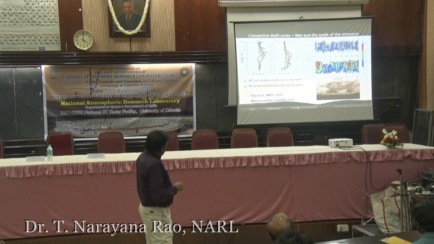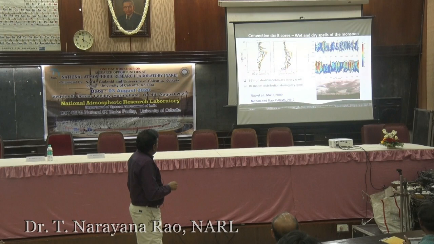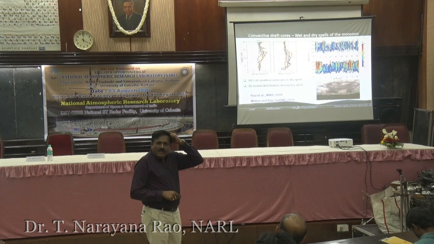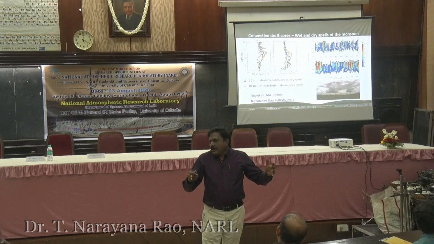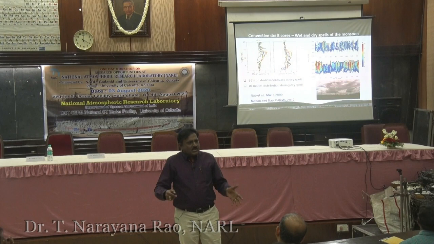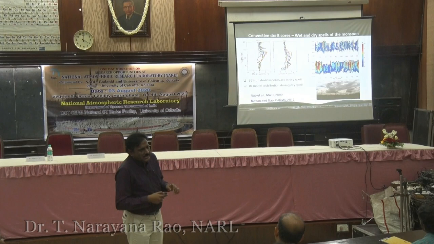You can see very nicely here, in wet spells normally you see very strong convection, and that's why you see only one peak in the upper troposphere in the vertical wind. Whereas in the dry spell you don't see that; you see a bimodal structure. That means in dry spell convection, a storm forms, a shallow cell, it evaporates, and that provides energy for the next storm. So it's not one storm, actually two storms form. That kind of structure you will get in the dry spell. This is the kind of information you can get with this radar.